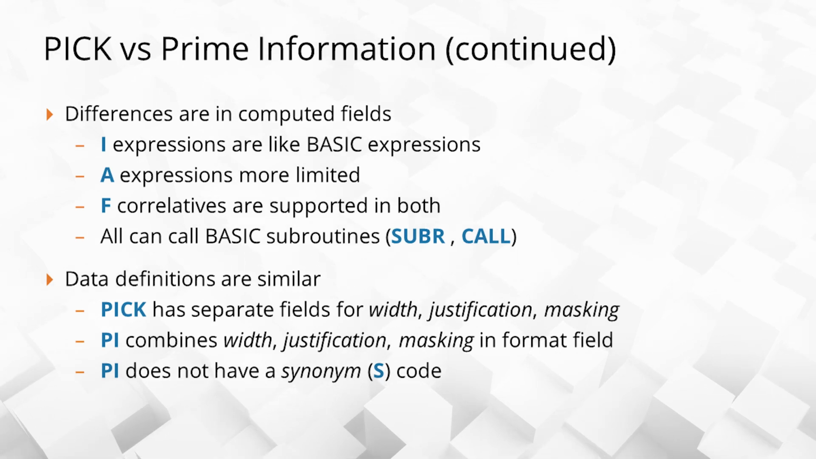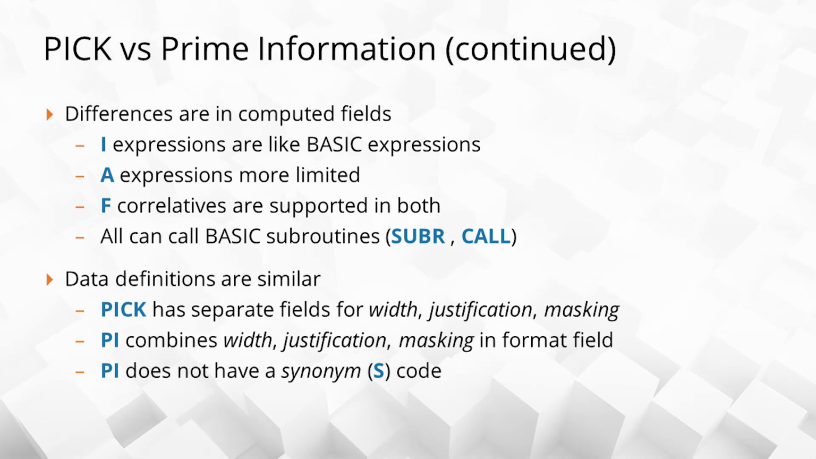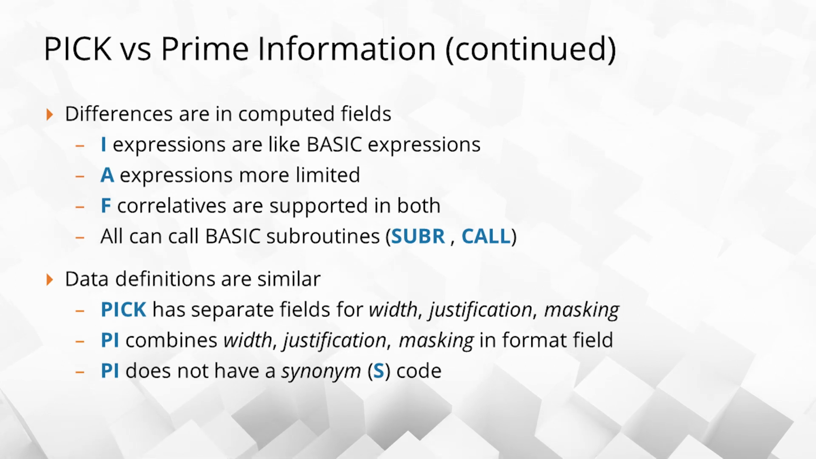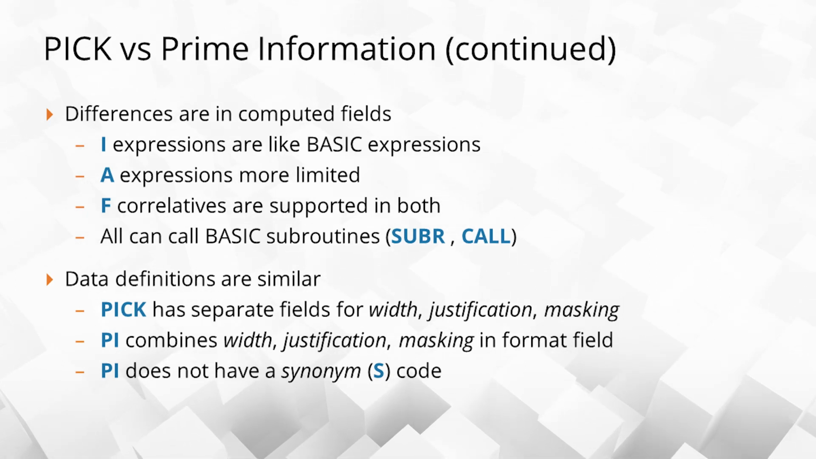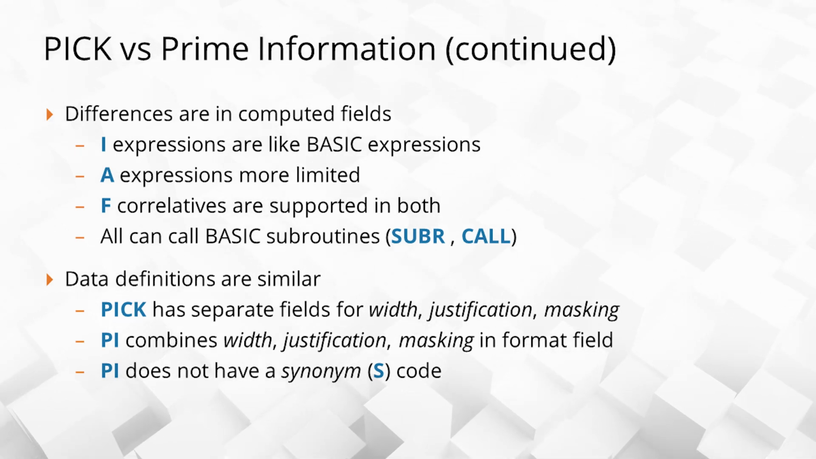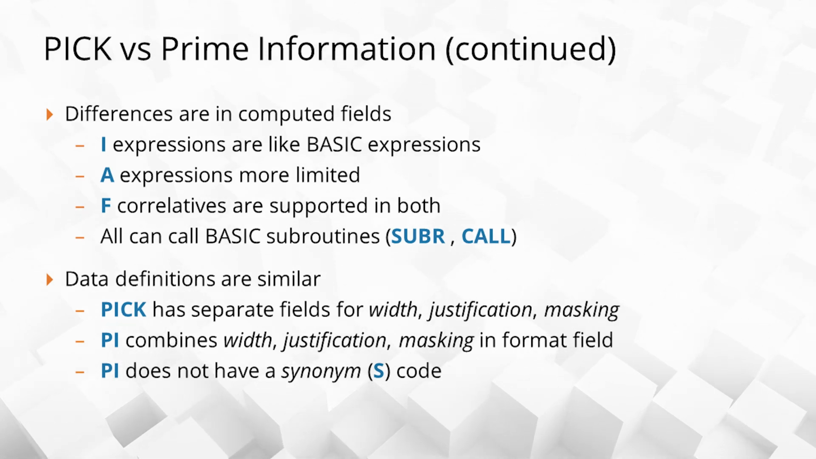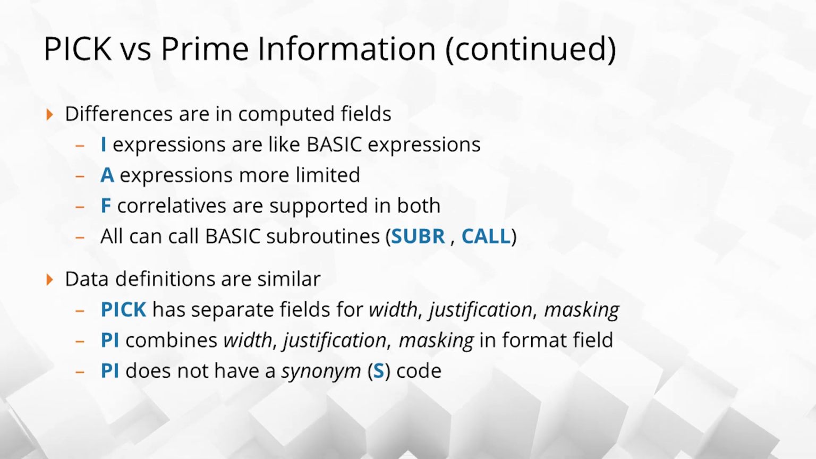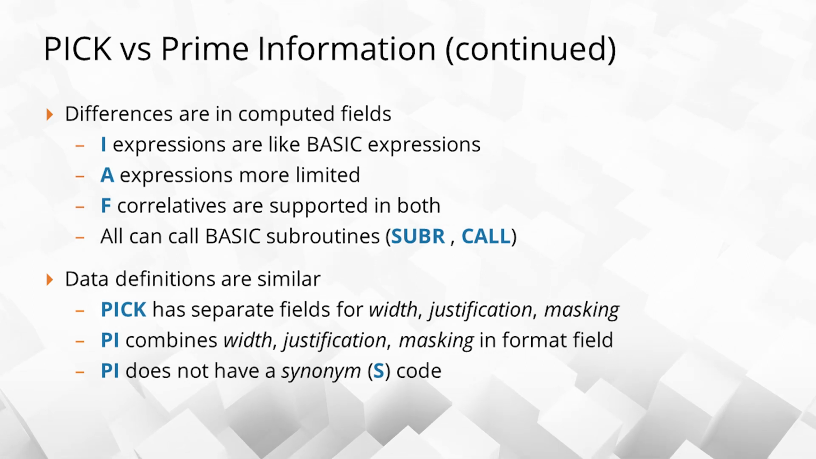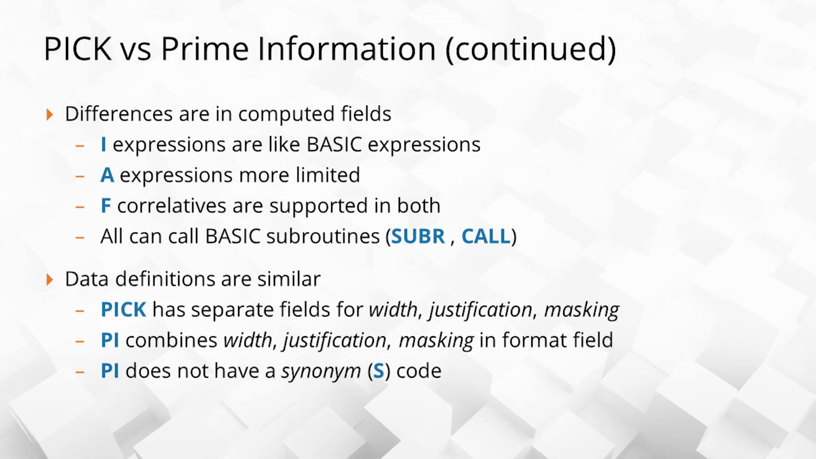Basically, you pass in the current values and the current record, and the subroutine cranks away at whatever it wants to and returns the answer for that field. So those are the different ways of doing computed fields in the two flavors. Other differences between Prime and PICK are that the PICK version of dictionaries has the width, justification, and masking as separate fields in the dictionary record. The Prime Information version combines the width, justification, and masking in the format field. And the Prime Information version doesn't have an equivalent of the synonym that we have in PICK, the S code.